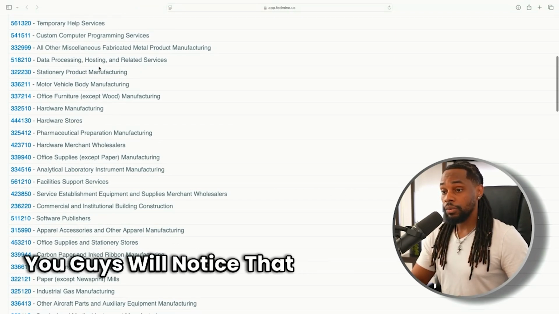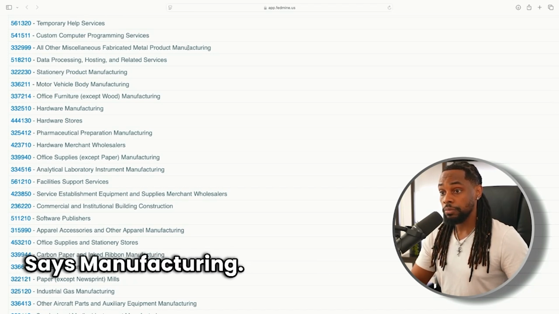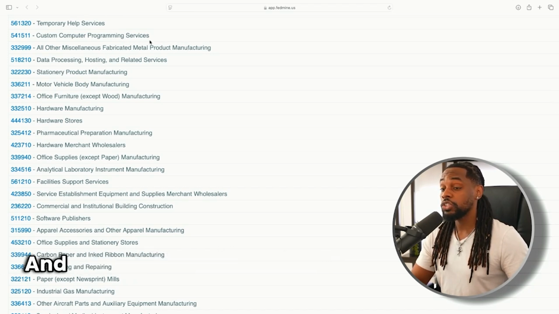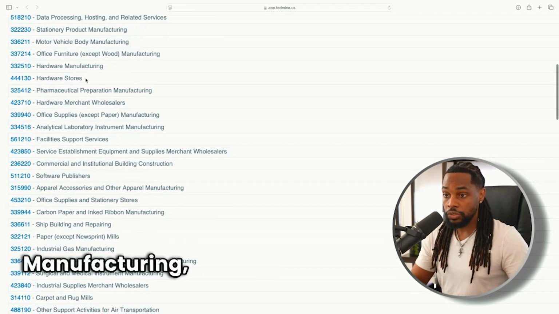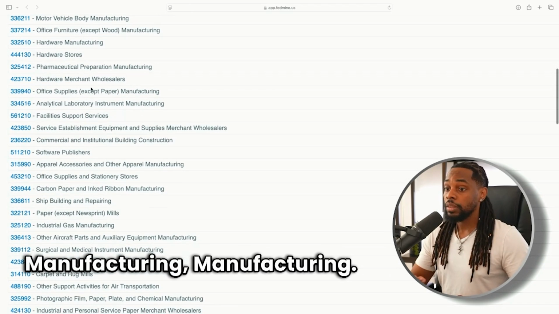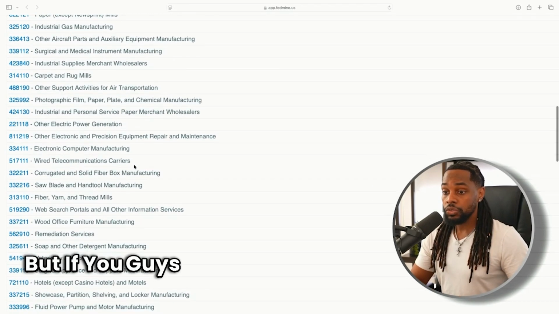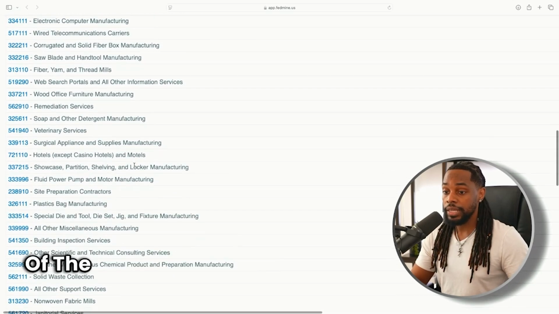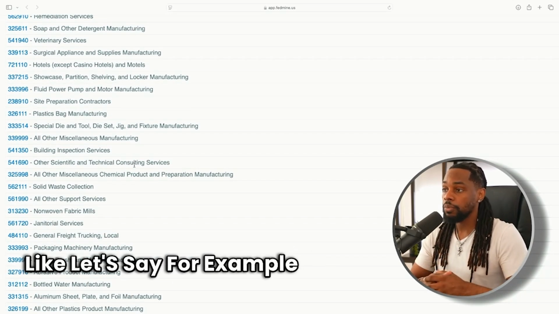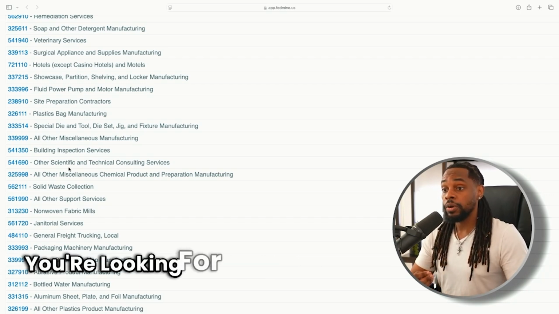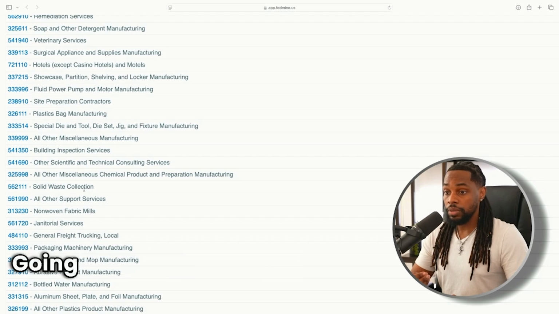You guys will notice that when the government comes to funding, everything next to it says manufacturing. They're into manufacturing and services. Services, manufacturing. Service, manufacturing. Manufacturing, manufacturing, manufacturing. You'll see this a lot. Software publishing, that's a little bit different. But if you guys scroll, you will end up seeing a lot of the exact same things. So let's say, for example, you have a business or you're looking for a business in one of these industries, take off the manufacturing, and that's going to be a good one.